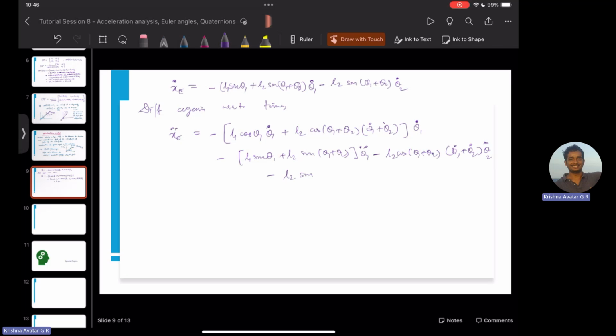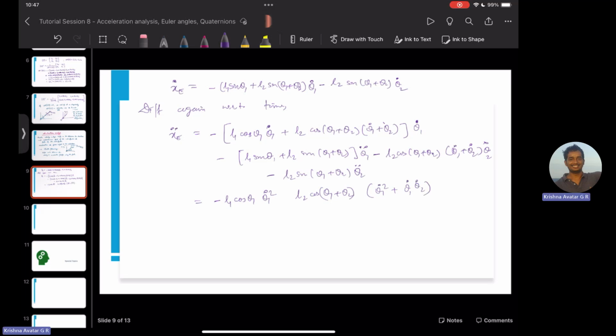We had L1, L2 sine, theta 1 plus theta 2 into theta 2 double dot. Now let's expand them. So we have minus L1 cosine theta 1, theta 1 dot squared, plus, or again minus, sorry, we have L2 cosine theta 1 plus theta 2. And in this case, we have theta 1 dot squared plus theta 1 dot theta 2 dot.